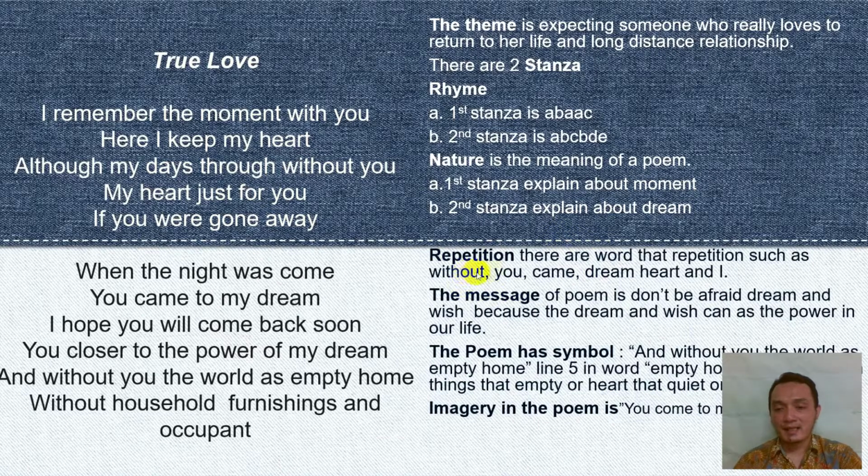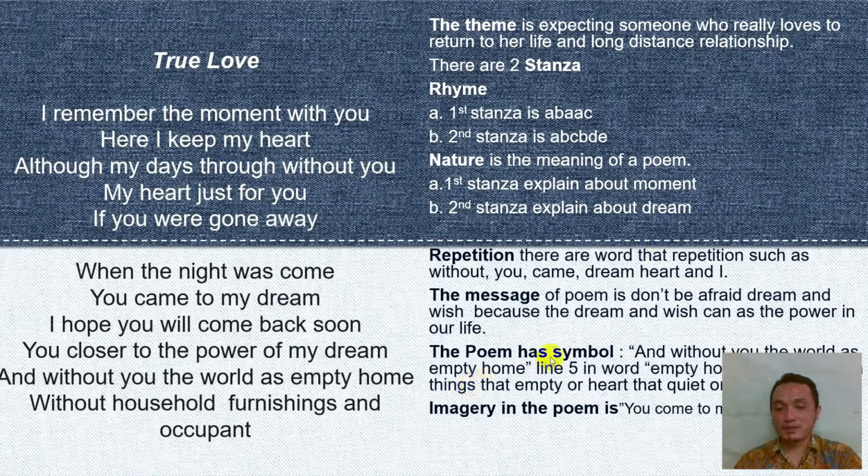The next is repetition. There are some words that repeat, such as without, you, came, dream, heart, and I, you. Okay, and then came, come. That's a repetition. The message of the poem is don't be afraid to dream and wish, because dream and wish can give us a power in our life. That is the message.